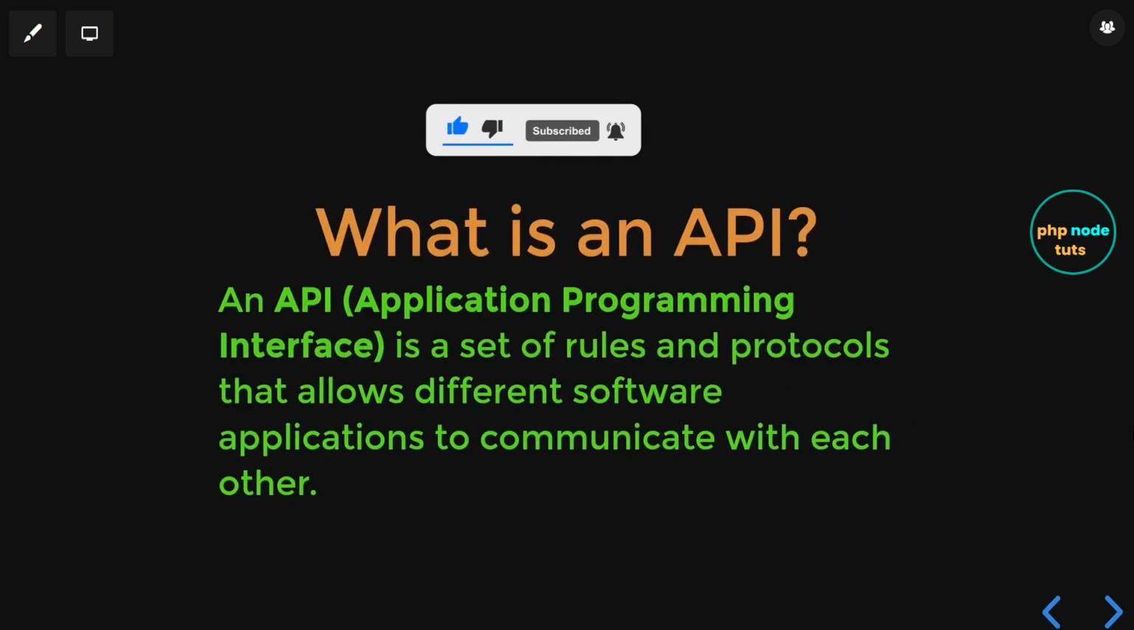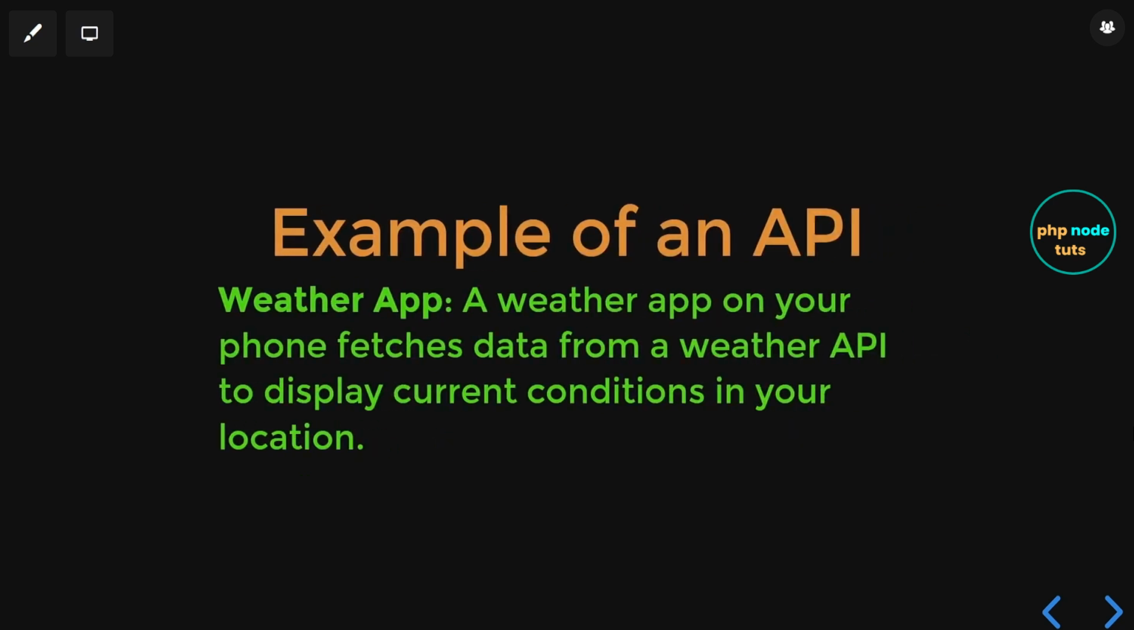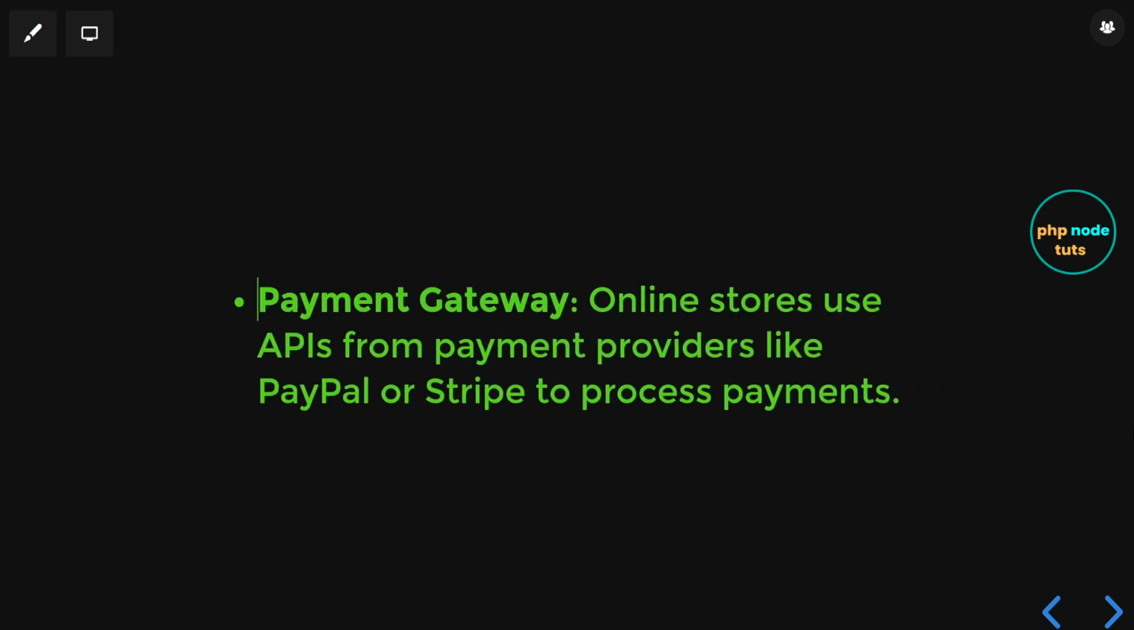An API, Application Programming Interface, is a set of rules and protocols that allows different software applications to communicate with each other. A weather app on your phone fetches data from a weather API to display current conditions in your location. Online stores use APIs from payment providers like PayPal or Stripe to process payments.